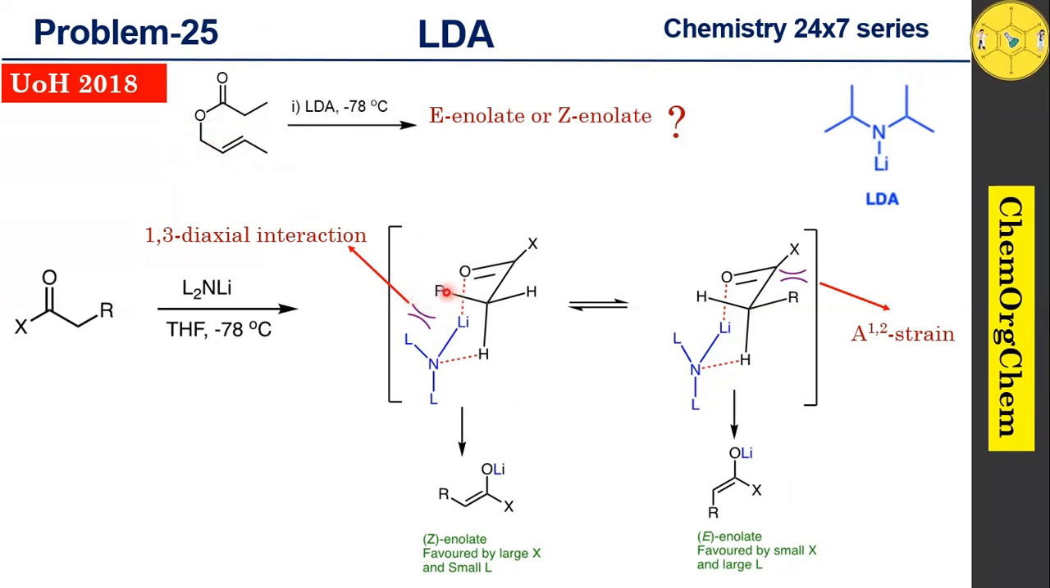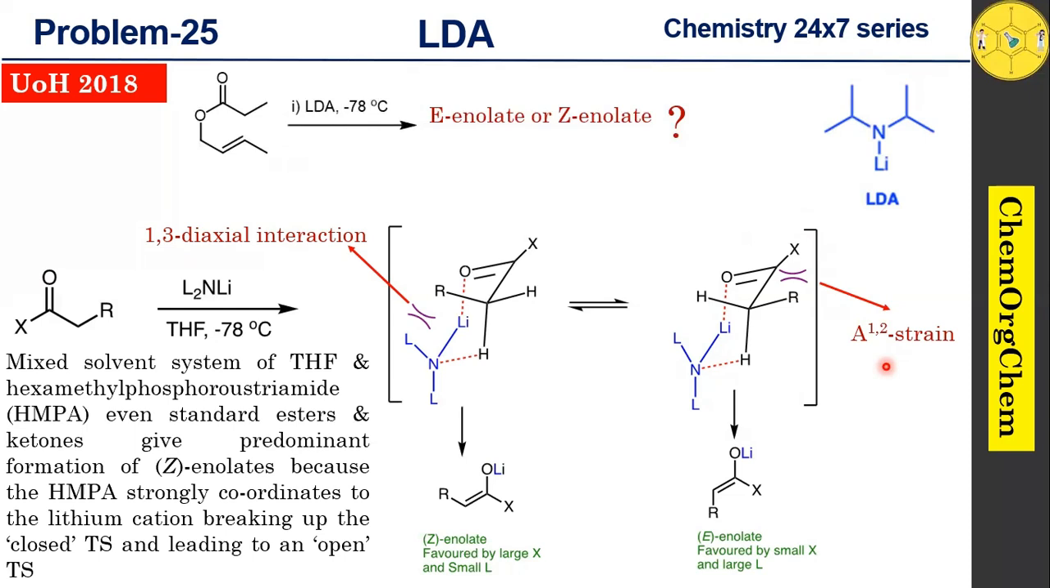Now think about it: if you have a methyl group on this side as well as a diisopropyl group in place of L, this system feels heavy 1,3-diaxial interaction. That means this particular substrate forms this transition state. Since this transition state has minimal allylic 1,2 strain, it results in the generation of the corresponding E-enolate ion. This preferential formation of either Z or E-enolate ion we can tune by using a mixed solvent system.